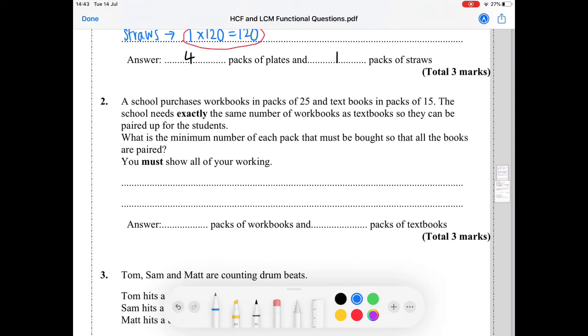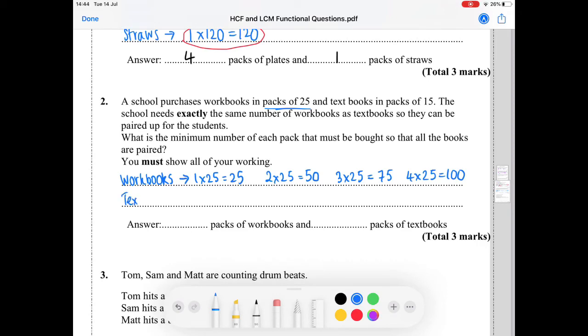So we're going to start off with the workbooks. And we can see that they come in packs of 25. Okay, so 1 pack of 25 is going to be 25. 2 packs of 25 is going to be 50. 3 packs of 25 is going to be 75. 4 packs of 25 is going to be 100. Now I'll stop there and then I can always work further on if I need to, but I'm going to check the textbooks first so I don't have to do lots of unnecessary work.